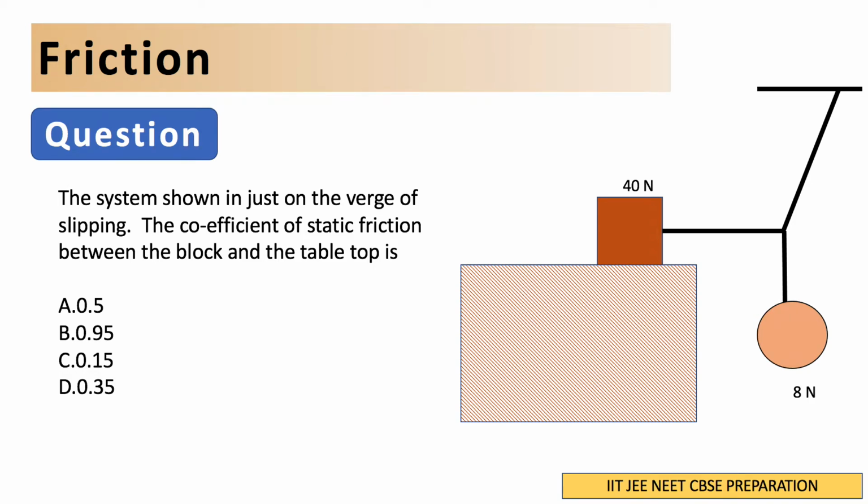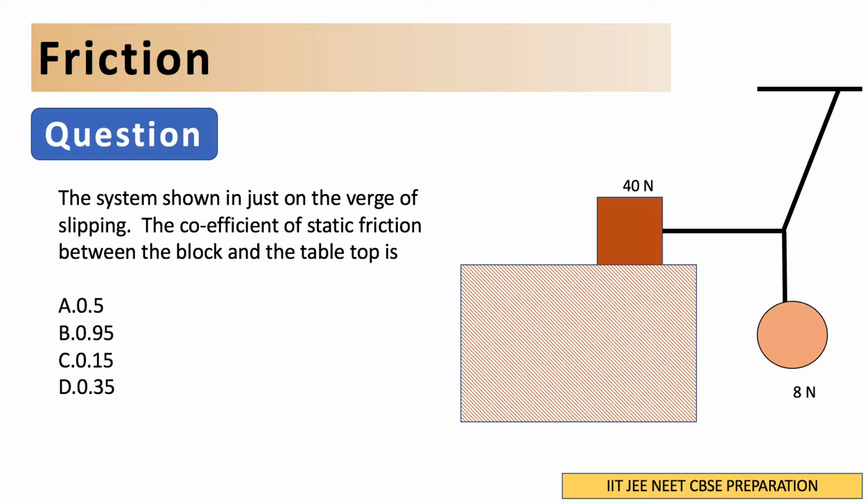Hello friends, in this video let us try and solve this question. It says that the system shown is just on the verge of slipping, and the coefficient of static friction between the block and the tabletop is... So we have to find out the coefficient of static friction between the block and the tabletop. Since the system is just at the verge of slipping, it is at equilibrium right now.